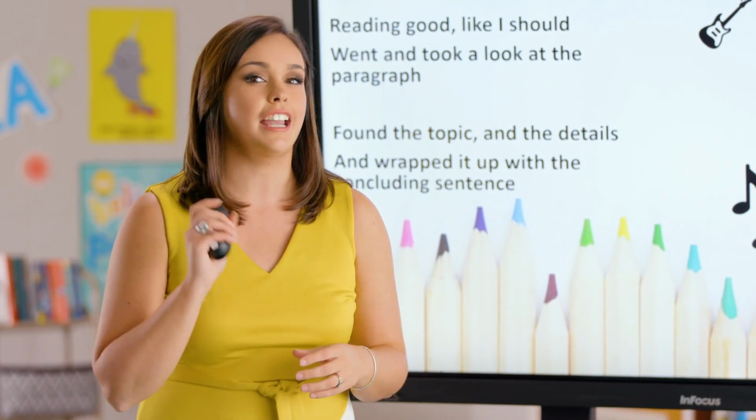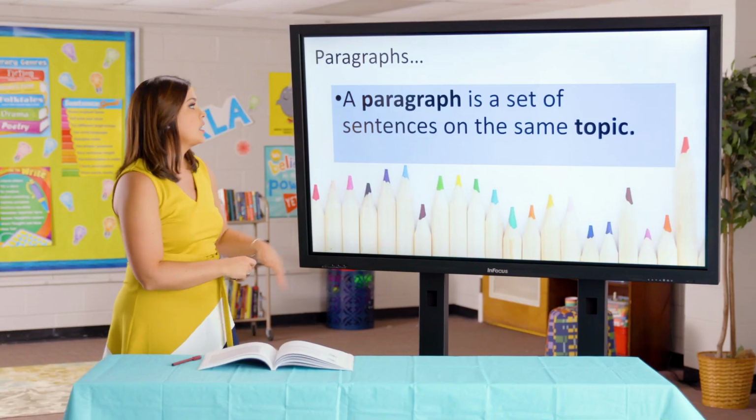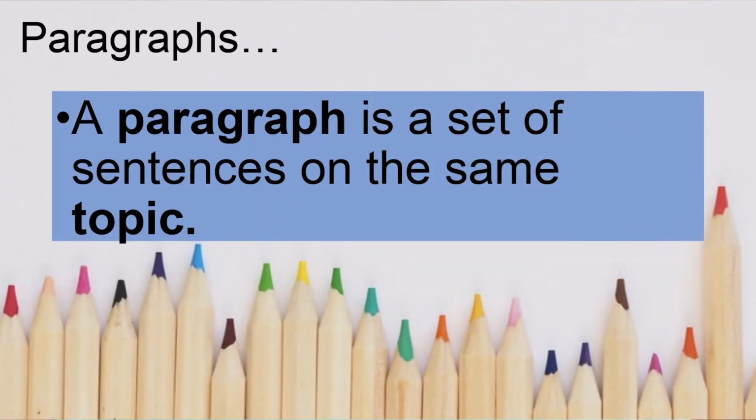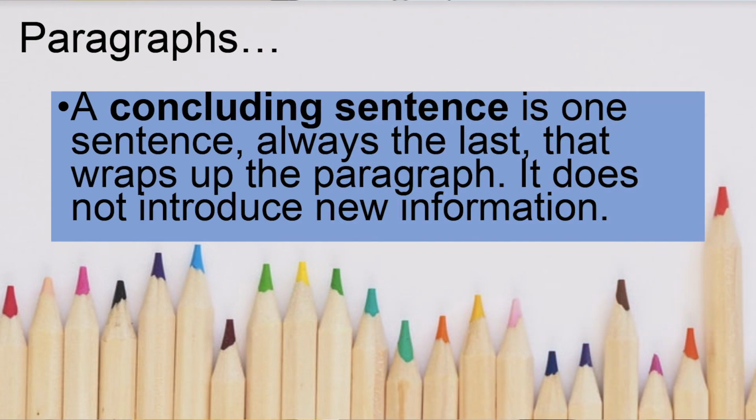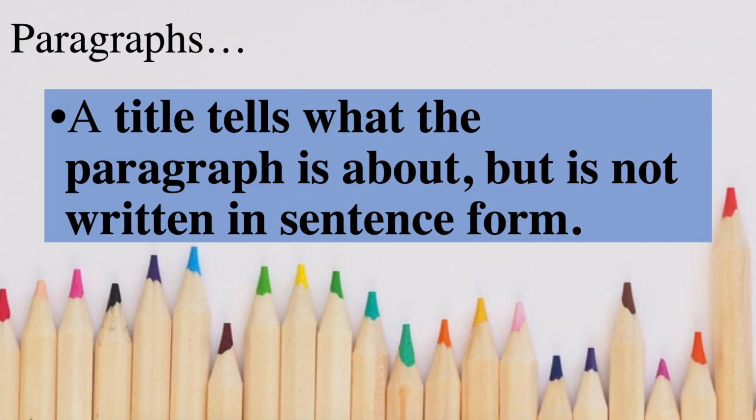Let's take a closer look at each of those parts of a paragraph. So remember, a paragraph is a set of sentences on the same topic. A topic sentence is one sentence, usually the first, and it tells what the paragraph is going to be about or introduces it. A concluding sentence is one sentence, always the last, that wraps up the paragraph or restates the topic sentence. A title tells what a paragraph is about, but it's not written in sentence form like a topic sentence.